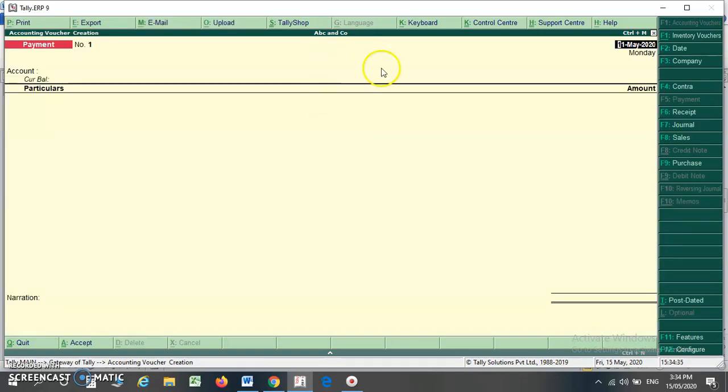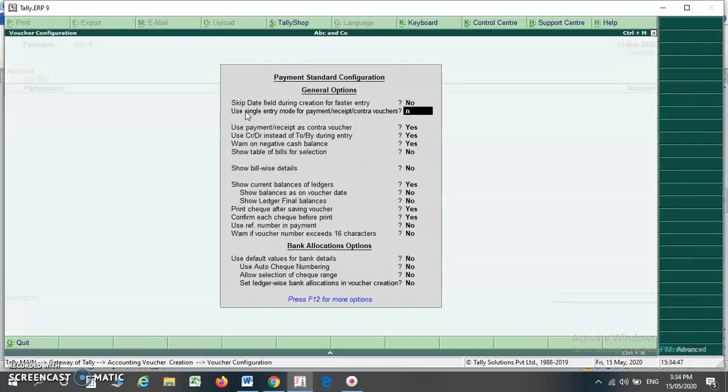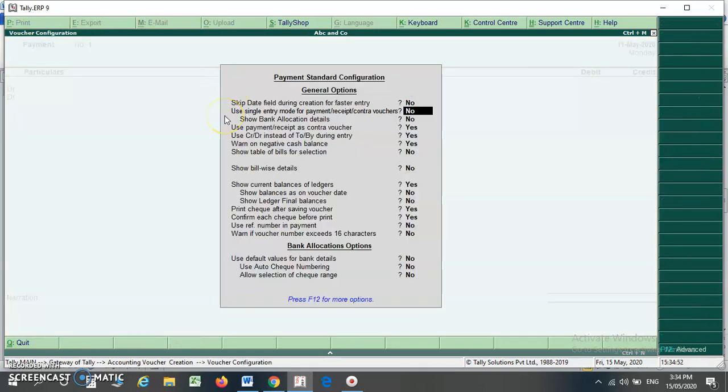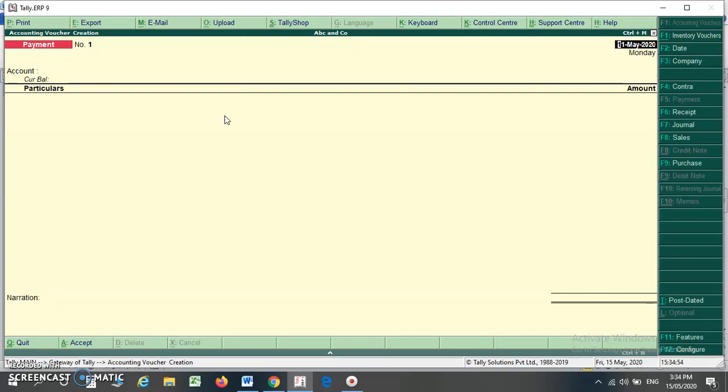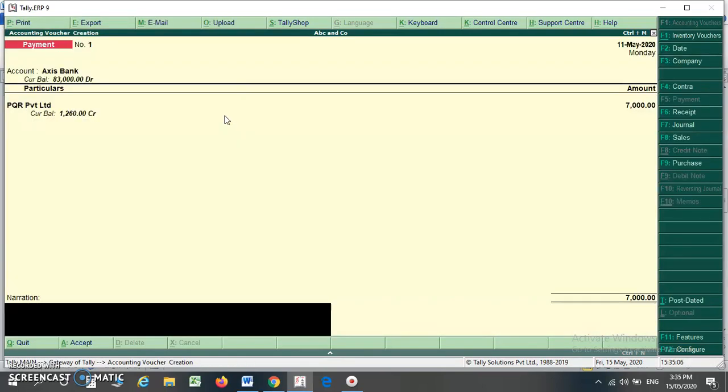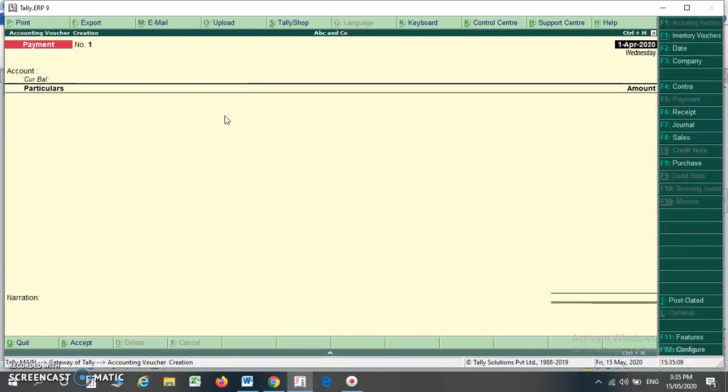Again when I select use single entry mode for contra voucher, payment voucher or receipt voucher, my display will be changed. You can see that before, debit credit mode was coming up, now the mode is changed. So in this way you can make entry. Here you have to write your bank name and here you have to write your party's name to whom payment is made. So in this way I can make entry for my payment transaction.